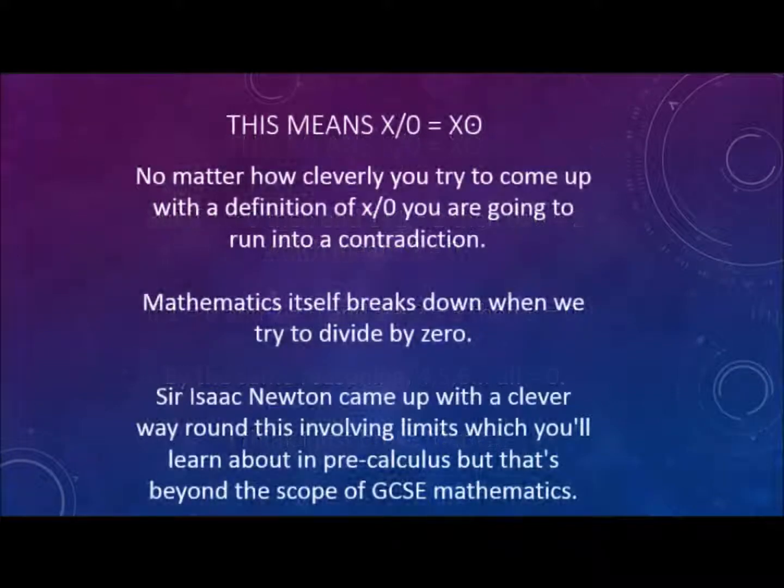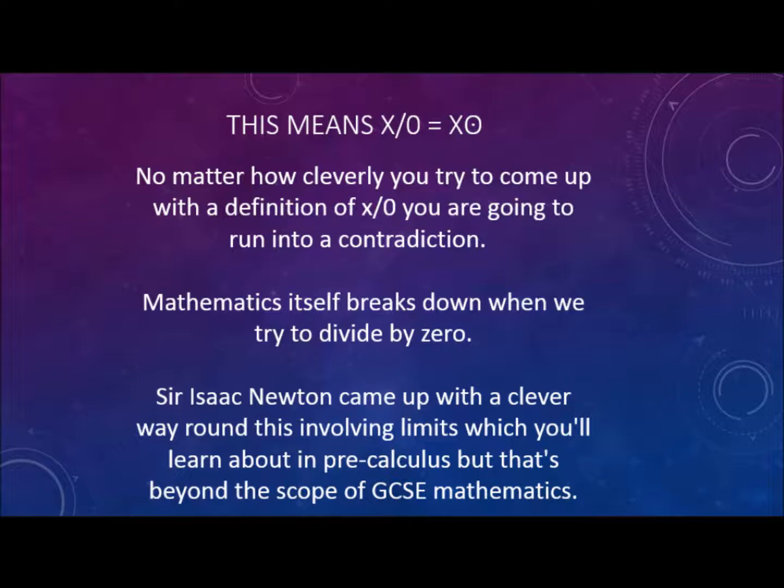No matter how cleverly you try to come up with a definition of x over 0, you are going to run into a contradiction. Something like 1 equals 0, 2 equals 0, or 3 equals 2, or something along those lines. Mathematics itself breaks down when we try to divide by 0.